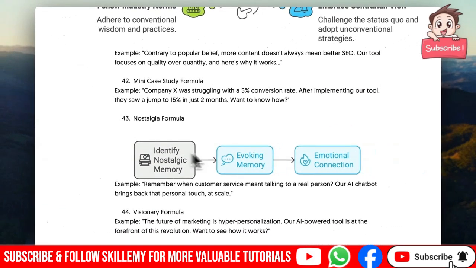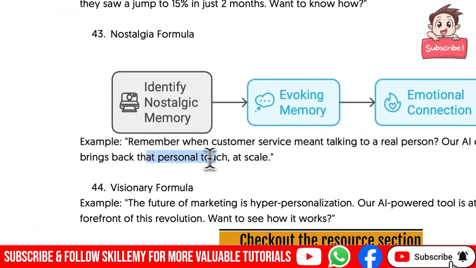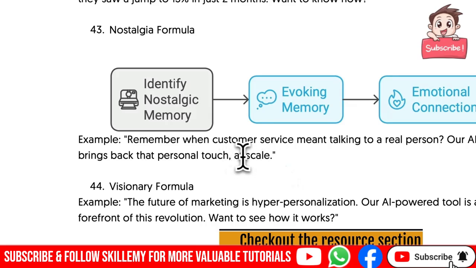44. Nostalgia formula. Tap into nostalgia to create an emotional connection. Example: Remember when customer service meant talking to a real person? Our AI chatbot brings back that personal touch at scale.